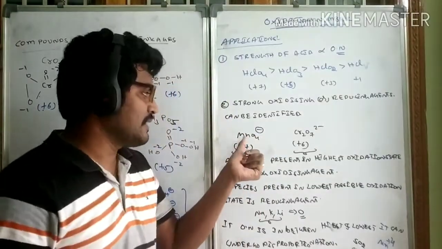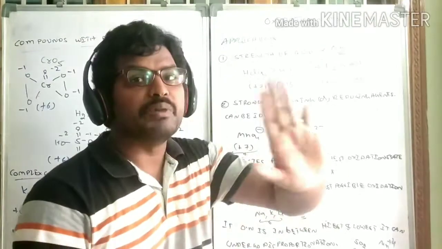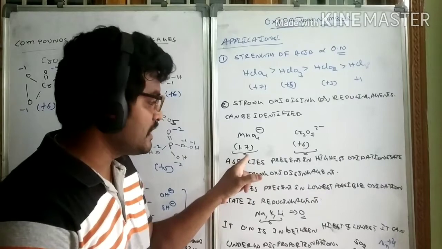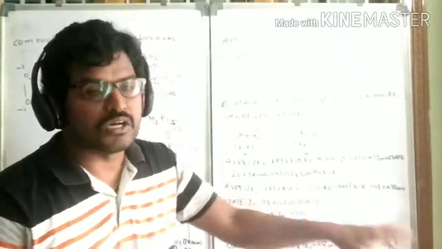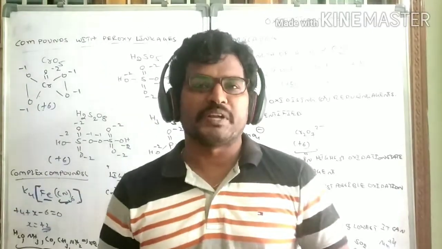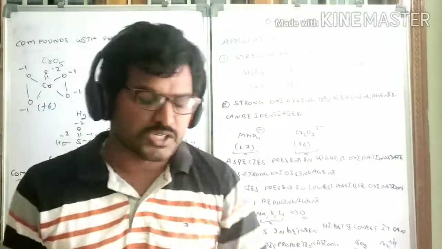But Mn+7 only acts as an oxidizing agent. There is no reducing behavior for MnO4 minus. Why? To show reducing behavior, it has to donate electrons, but there is no chance for it to donate. So when a species is present in its highest oxidation state, it only acts as an oxidizing agent.